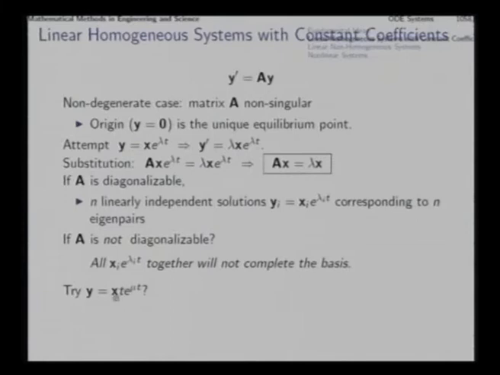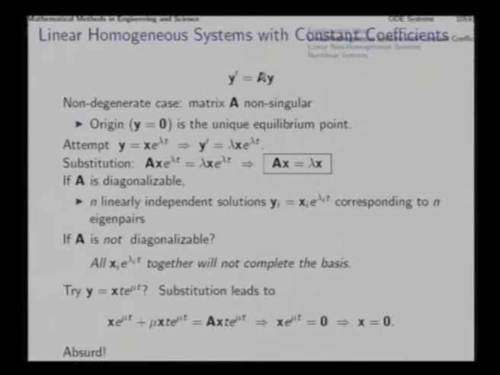Now, if we try that function into t, then what happens? We differentiate it and try to insert here and see what happens. The derivative of this will have two parts. In one, t will be differentiated, and in the other part, e to the power mu t will be differentiated. So, x into 1 into e to the power mu t, that is here, plus x into t into the derivative of e to the power mu t, which is e to the power mu t into mu, is equal to, on this side, A y. So, A x t e to the power mu t.